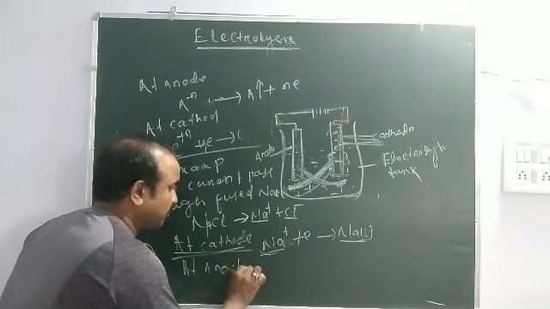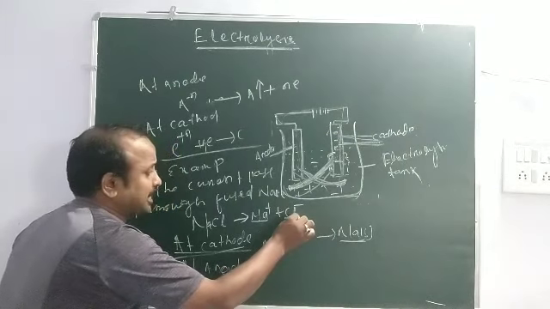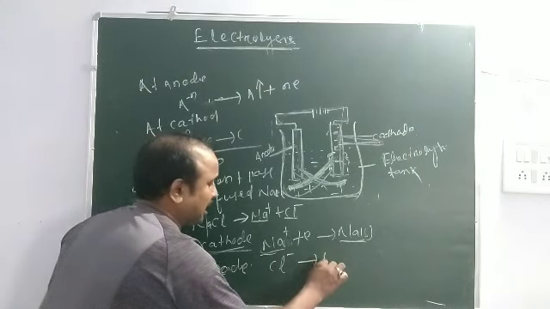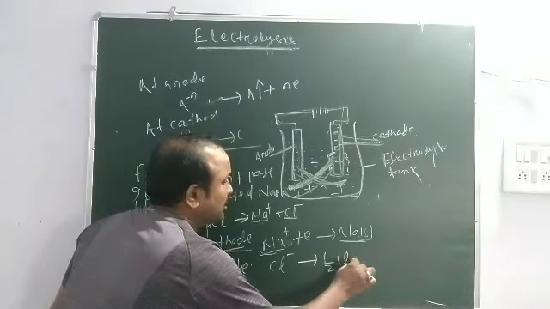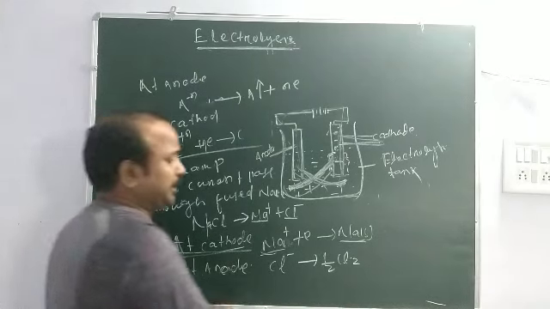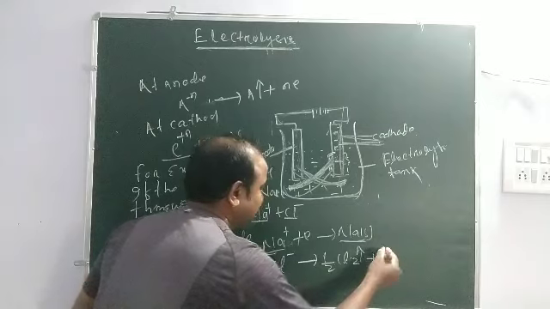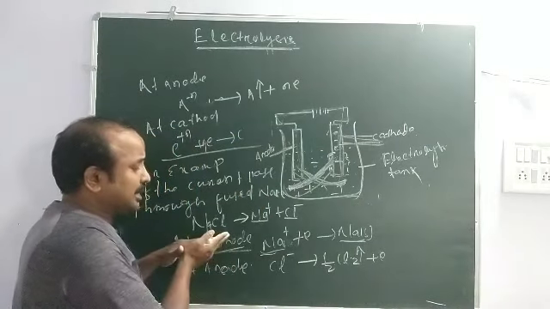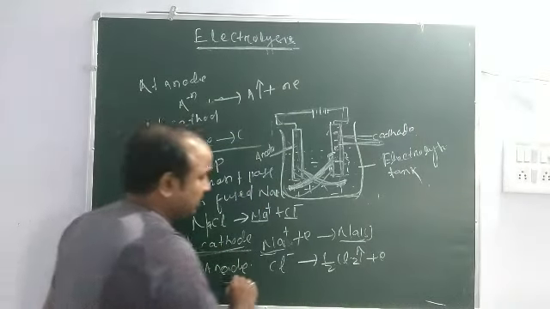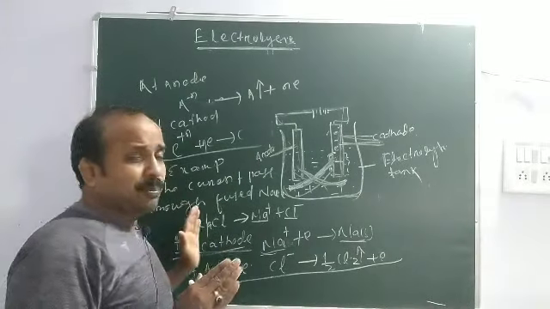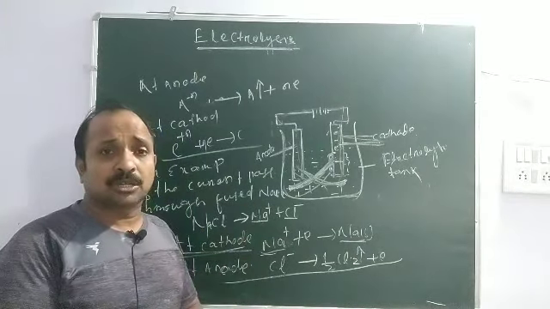Like that at the anode, the negatively charged ion Cl- loses one electron and converts to what? Chlorine. It converts to chlorine and is liberated there. This is the electrolytic product of fused NaCl.